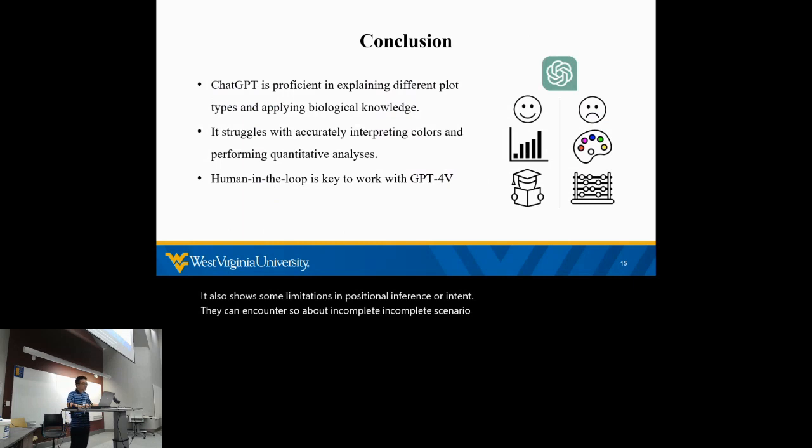So in conclusion, what we found is that GPT is proficient in explaining different plot types and applying biological knowledge, but it struggles with accurately integrating colors and performing quantitative analysis. Taking all this together, we believe that a human in the loop is very important when we use GPT to comprehend or understand scientific figures. With this, I will be very happy to take any questions from the audience.